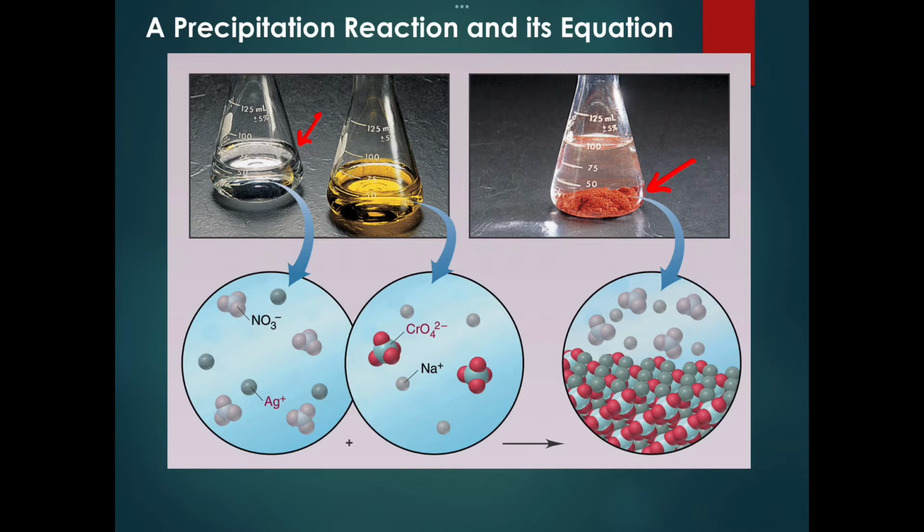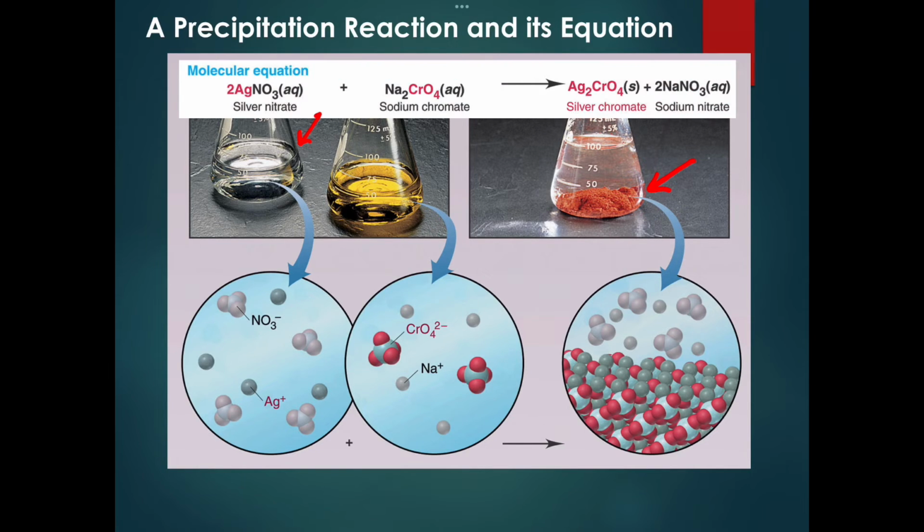This is a double displacement reaction. We have silver nitrate reacting with sodium chromate to form silver chromate and sodium nitrate. Again, the driving force for this reaction would be the formation of a solid, so this is called a precipitation reaction. Our molecular equation is going to show everything and their states of matter. Our silver nitrate is a solution, so it's aqueous, and so is our sodium chromate.